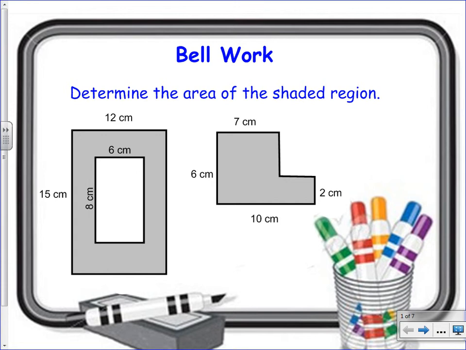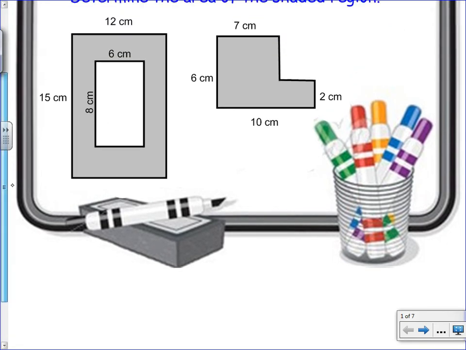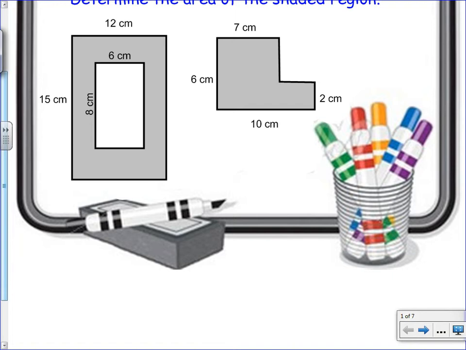What strategy did you use to determine the area for the shaded piece here for that first one? Austin? Okay, so I'm going to find the area of the whole. And what's the formula for area of a rectangle again? So when I do length times width here, I have 12 times 15. What did that give me, Austin? Pardon? Thank you. What is this? Centimeters squared.